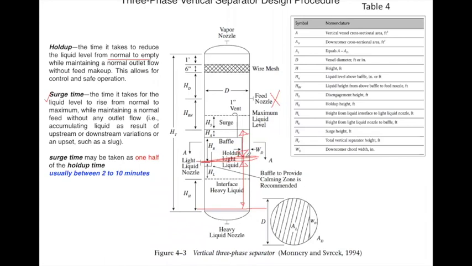Sometimes, if it is not given and the surge time is not known, it may be taken as one half of the hold up time. The hold up time is usually between 2 to 10 minutes. All these terms you can see here. A is the vertical cross sectional area of this vertical separator. And you see 1 minute.